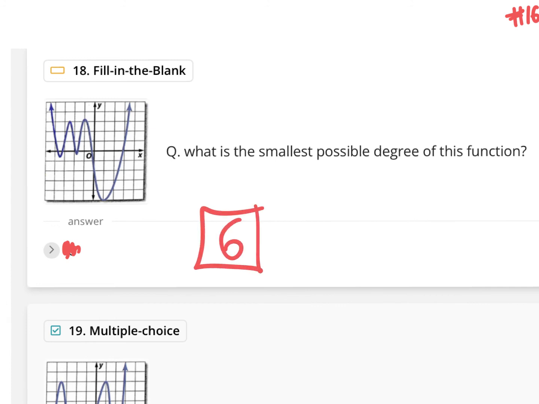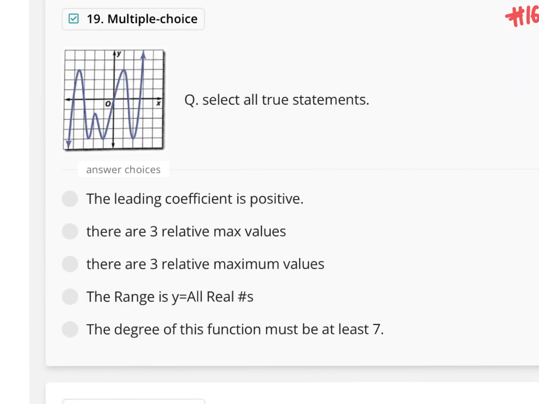The degree of this polynomial function must be at least 6. It could be 8, it could be 10, but it has to be at least 6. This next one, let's select all the true statements. What do you guys say?